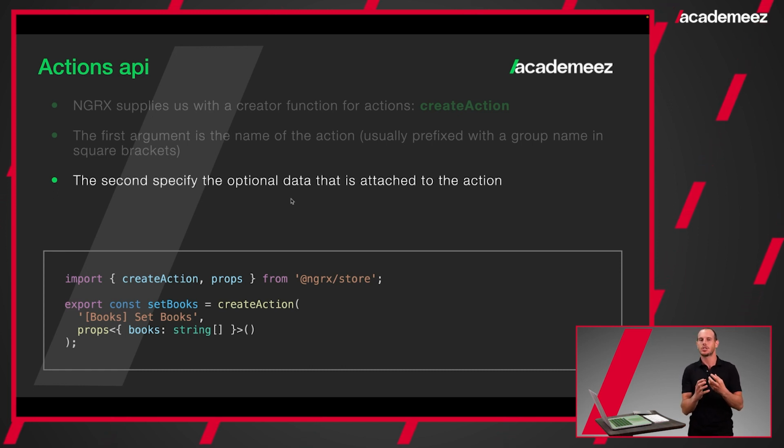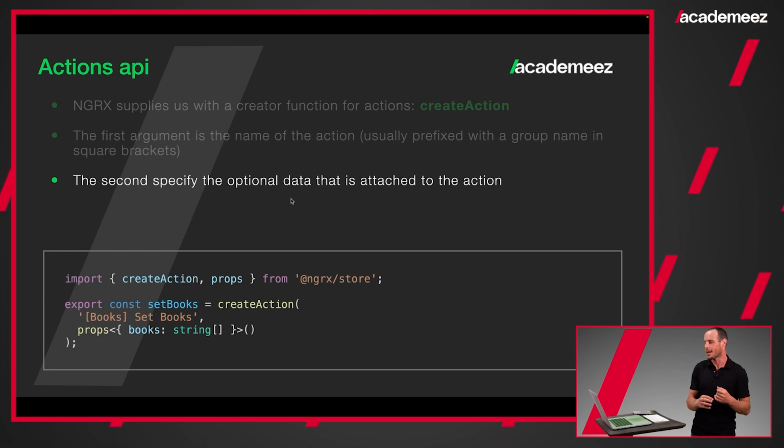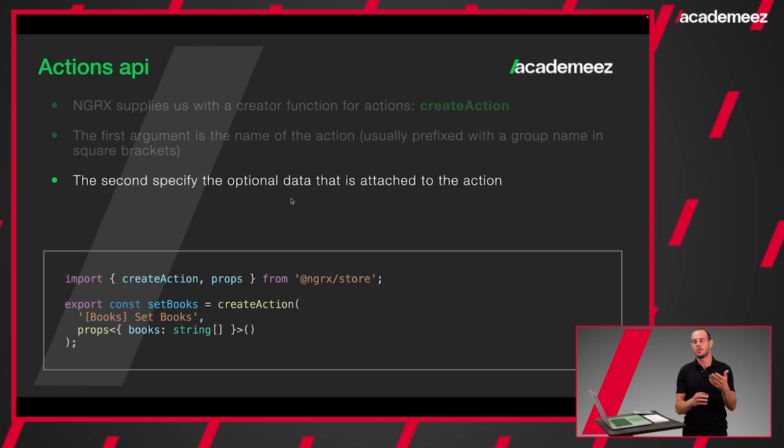For example, if an action happens from a server query, you might want to pass along with that action the data that you got back from the server. So a lot of times actions need to send additional data for the reducer in order to change the next state. So the second argument is that data that you attach to the action.